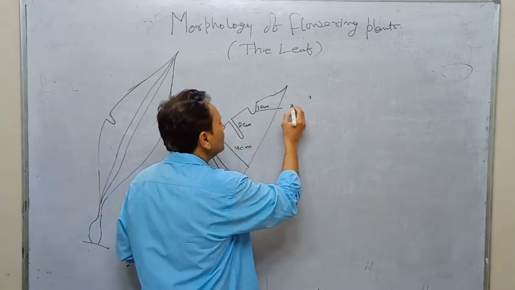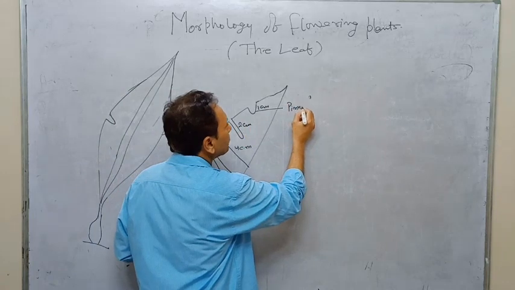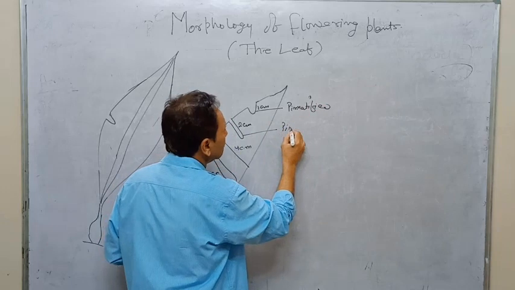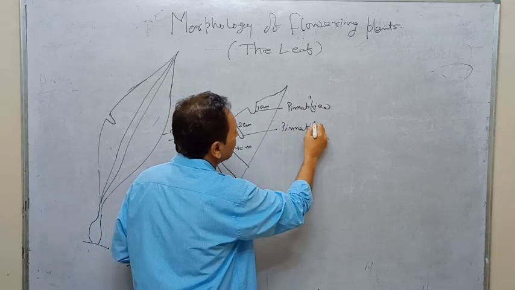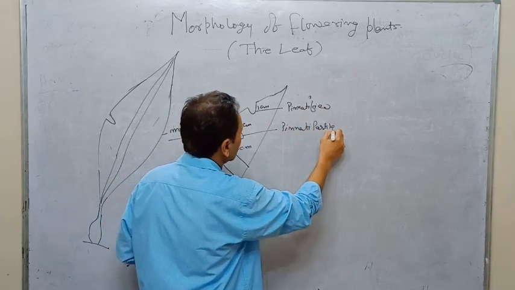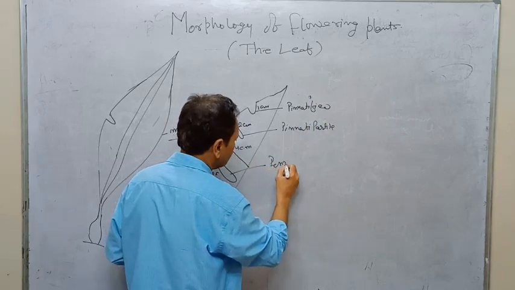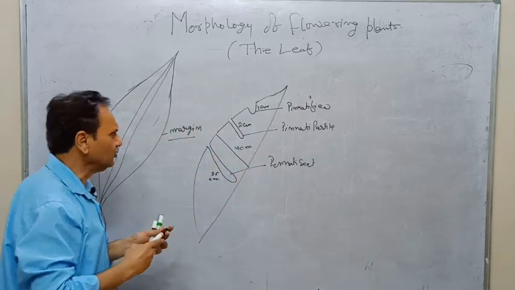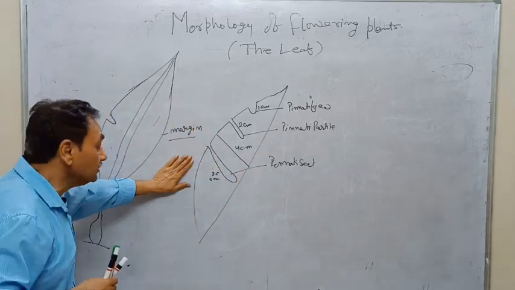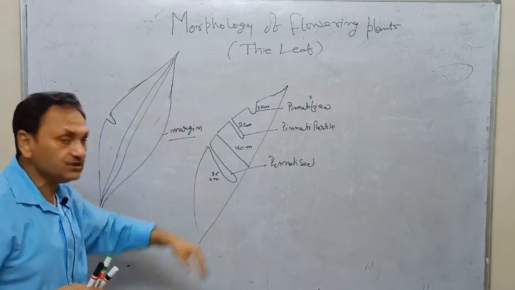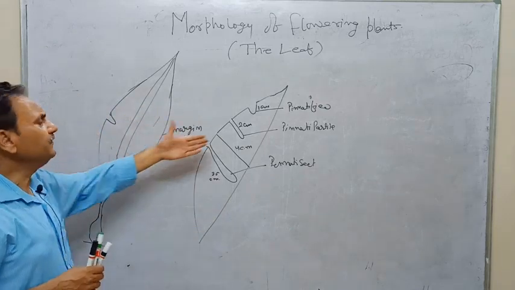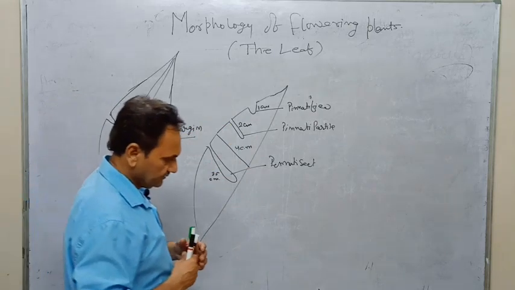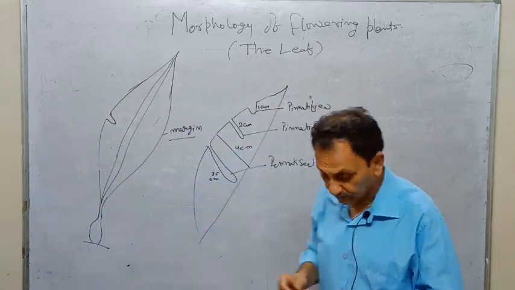It is called pinnatifid. It is called pinnatipartite, and it is called pinnatisect. We are just discussing this particular incision because it has been observed that due to this particular incision, the simple leaf is converted into compound leaf.